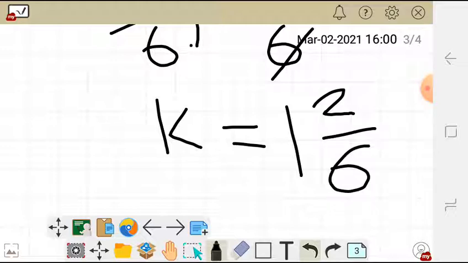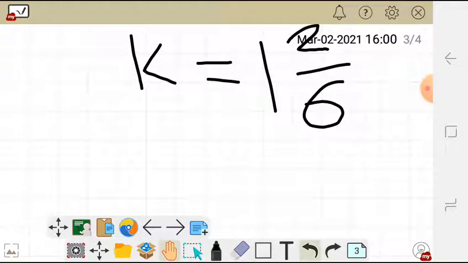Okay, so the constant of variation there is 1 and 2 over 6. This is the constant of variation, but we need to simplify that fraction. Remember, this is a mixed fraction, so let's simplify it.